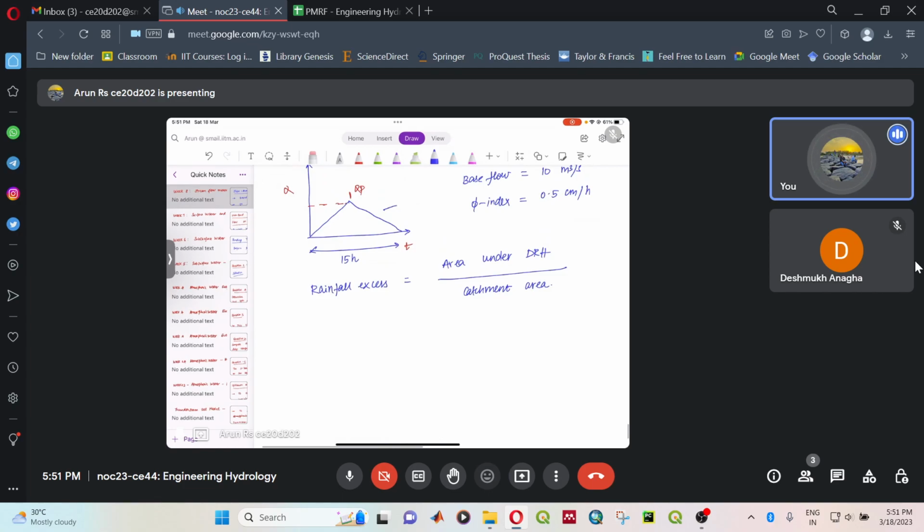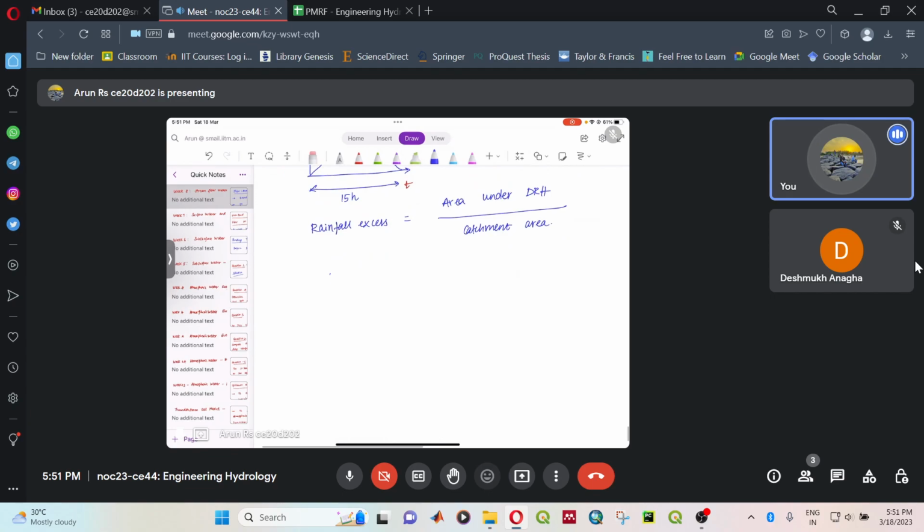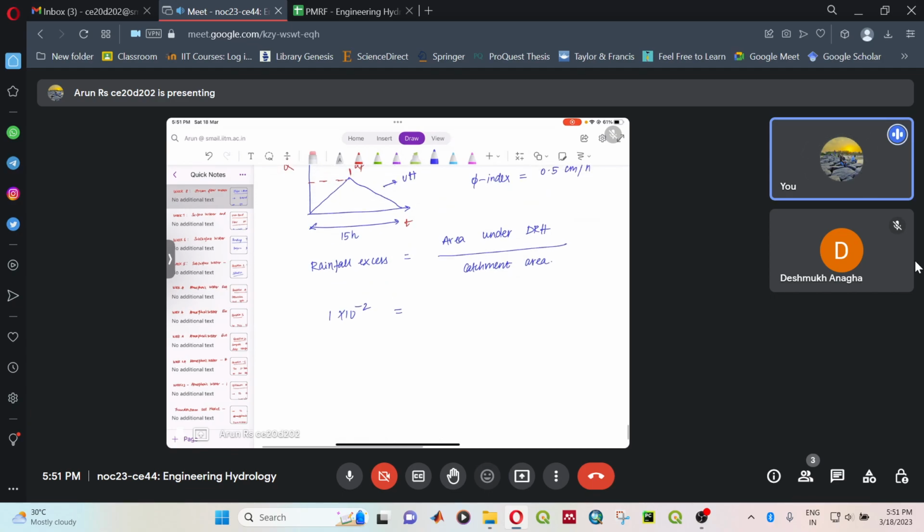So in this case, this is a unit hydrograph. The rainfall excess is 1 centimeter, which I'm converting into meters. The area under the DRH is the area of the triangle: half into base, which is 15 hours, converting it into seconds by multiplying by 3600, into height, which is the peak discharge we need to find out.